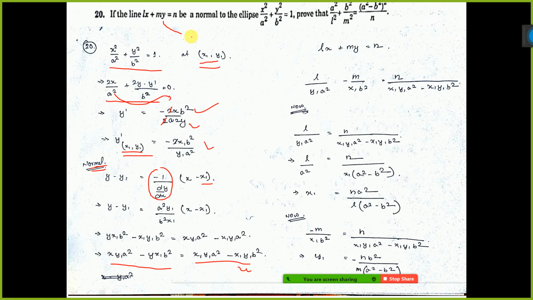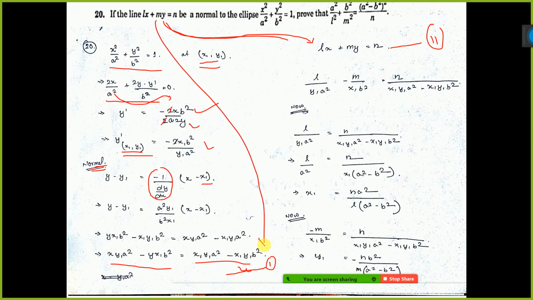And another equation is given, this one. This is equation number 1 and this is equation number 2. Now actually, this one is the equation of normal, and this is also the equation of normal, right? These two lines, this is the equation of normal and this is also the equation of normal. Up to this one, Abhishek, understand? Yes, sir. So these two lines are equations of the normal. That means the same line.